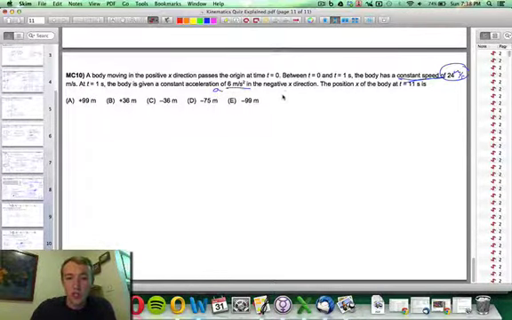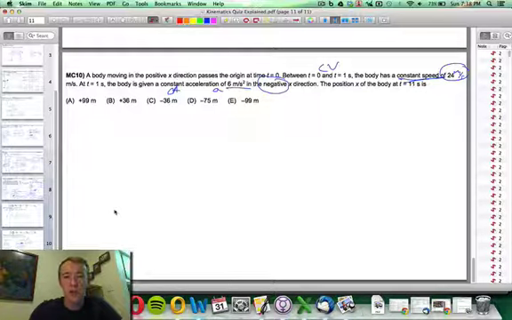That's your acceleration in the negative direction. This negative, very important there. The position of the body at time equals 11 seconds is what? So for our first second, we have a constant velocity. For the next 10 seconds, we have a constant acceleration. In the negative, it's a negative acceleration.